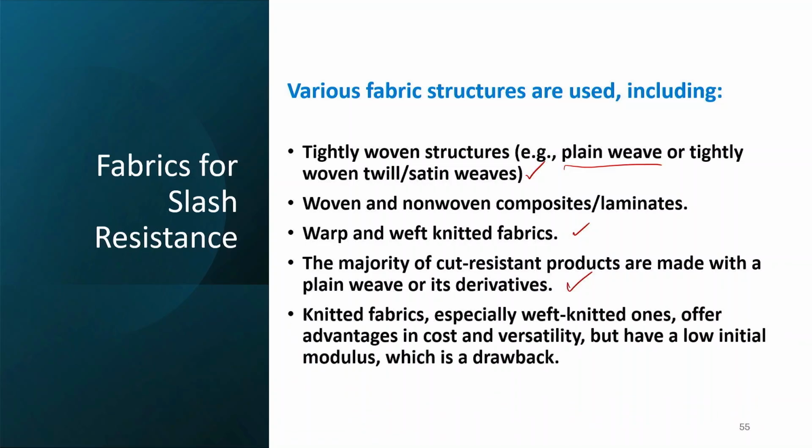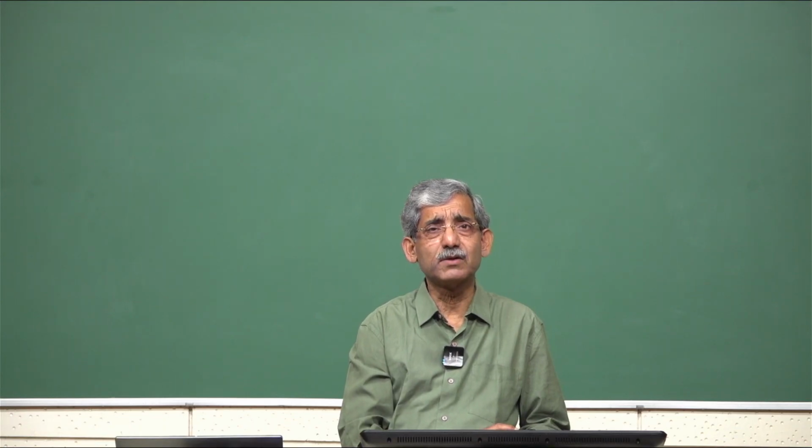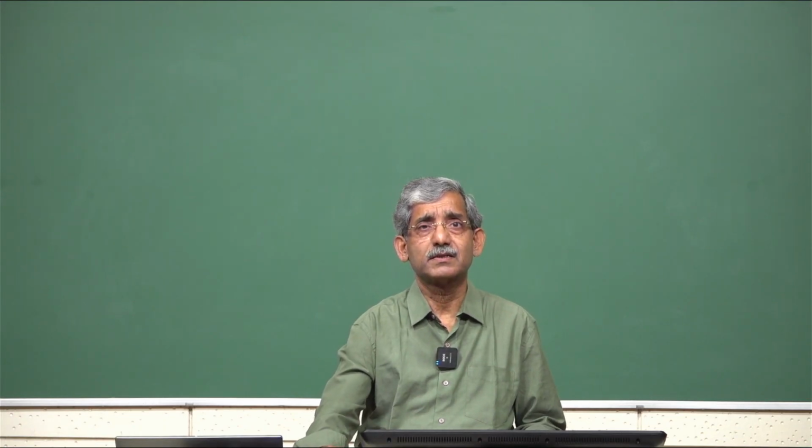Knitted fabrics, especially weft knitted ones, offer advantage in cost and versatility. So, weft knitted fabrics have very high production rates, and they are more versatile, but have low initial modulus, which is the drawback. So, due to the stretchability, sometimes they are not preferred. So, the majority application is in the plain weave structure, also twill and satins are used in slash resistant textiles.